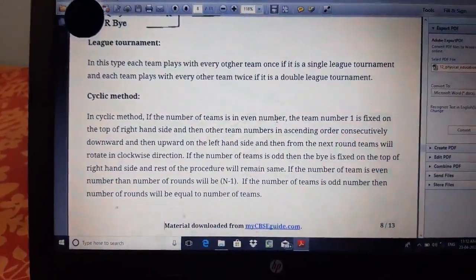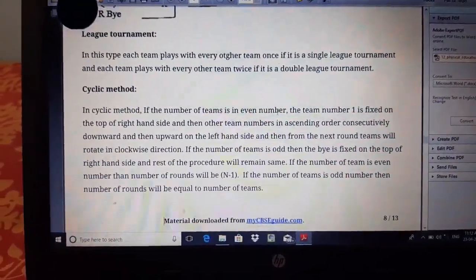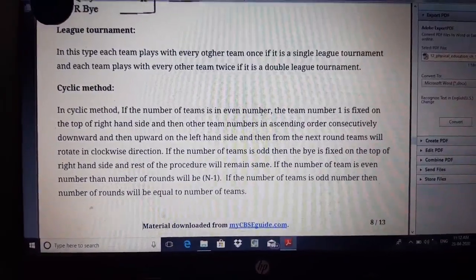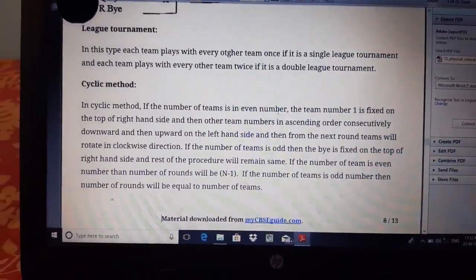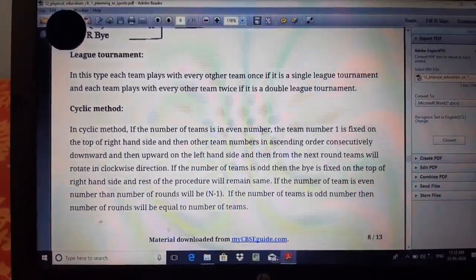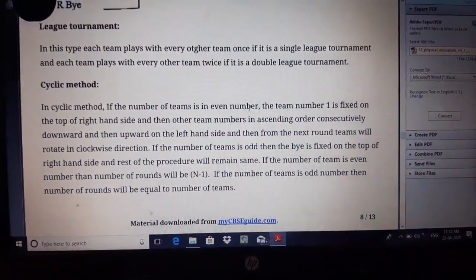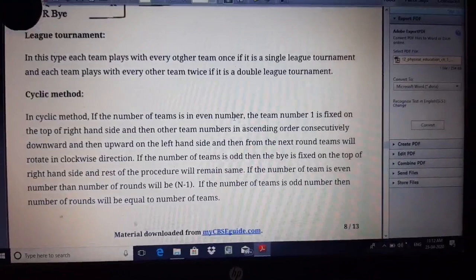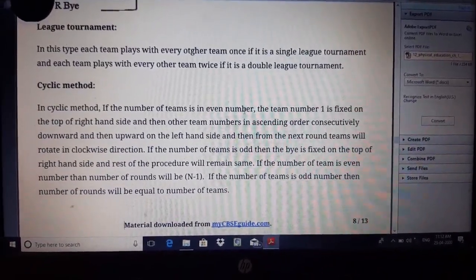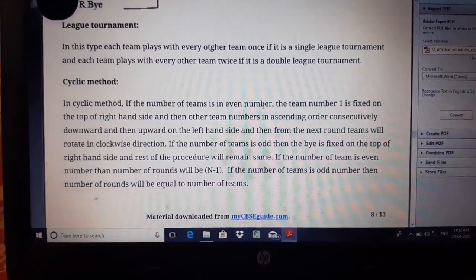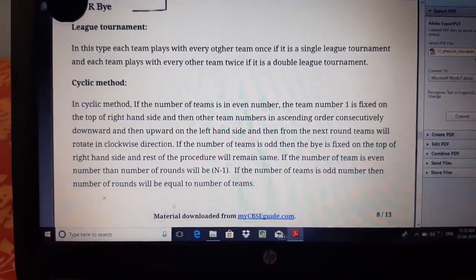Then coming to the league tournament. In this type each team plays every other team, I have already explained it to you students. League is very simple, every team has to play with every team, whereas in knockout the team that loses goes back home. Over here every team has to play with each other, and that kind is called a single league tournament. In a double league, every team has to play twice, that happens in the IPL.